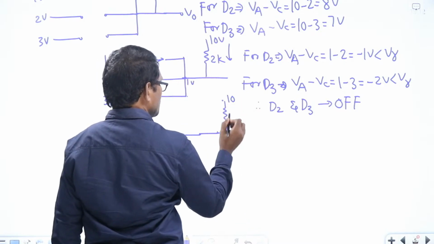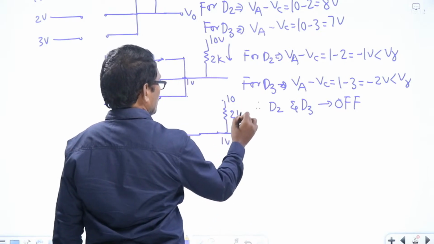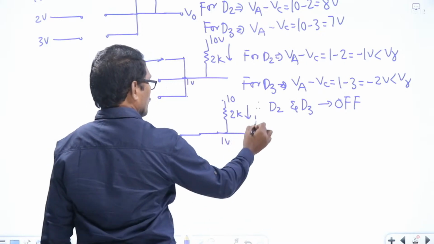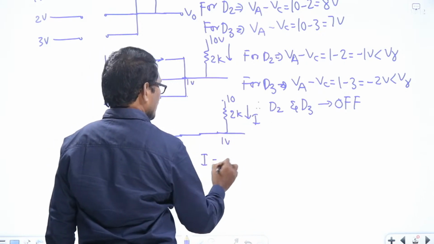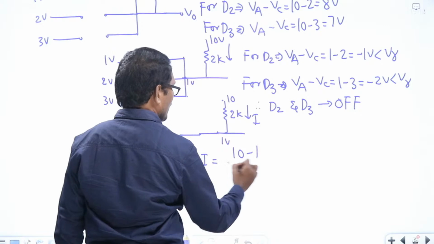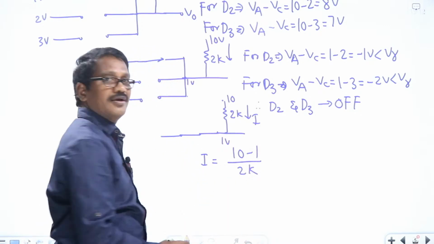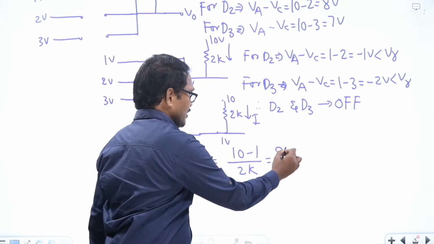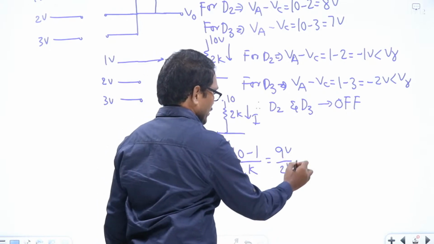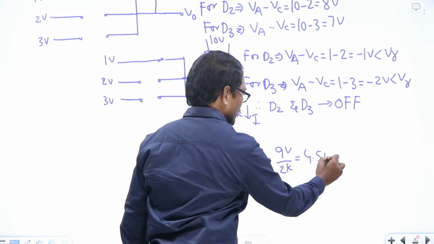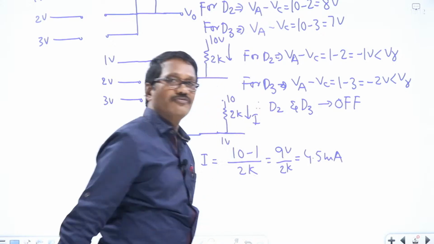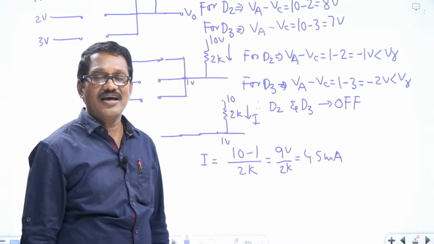this is 1 volt and 2K and I. Now, I value can be easily calculated. That means 10 minus 1 by 2K. That means 9 volts by 2K, 4.5 milliamperes. Have you understood this?